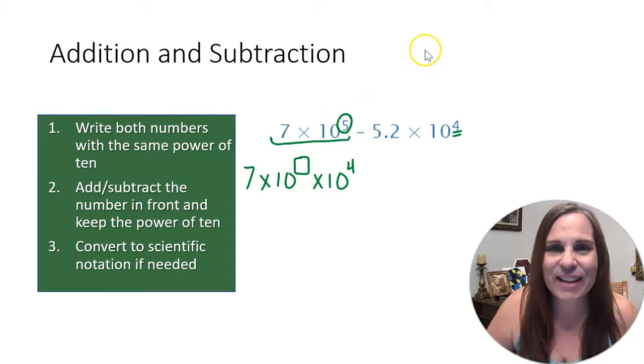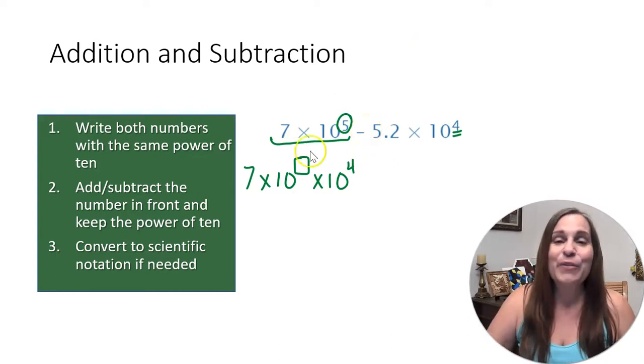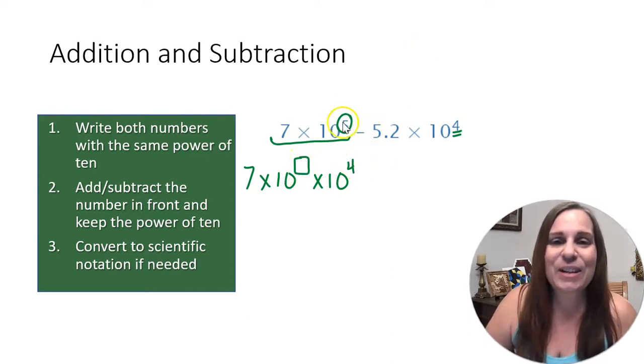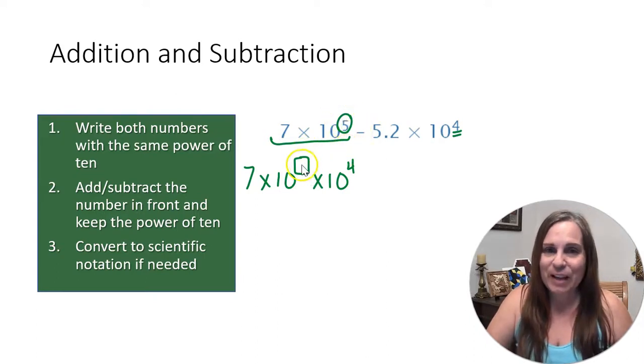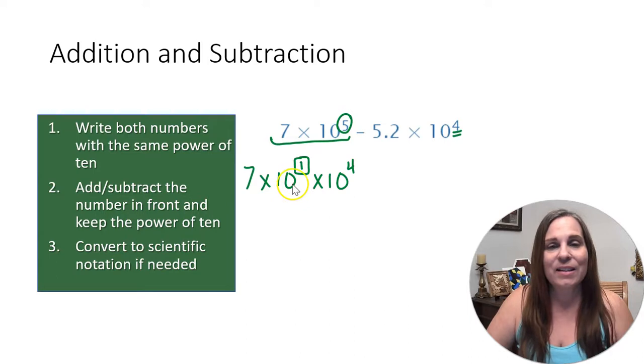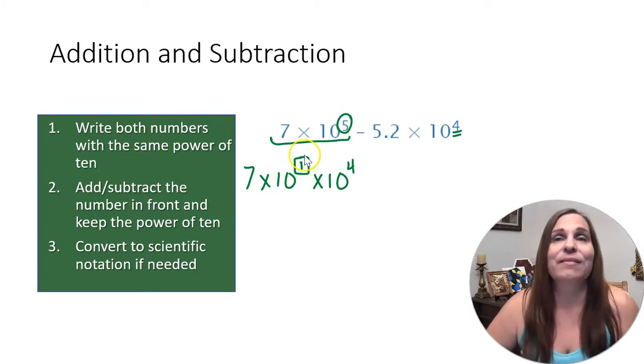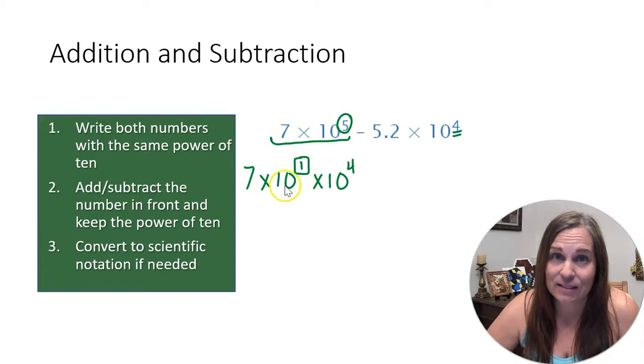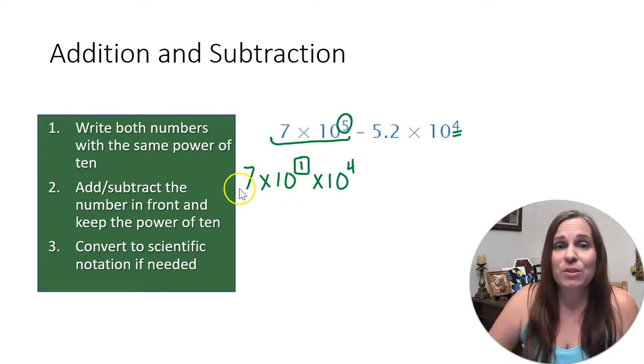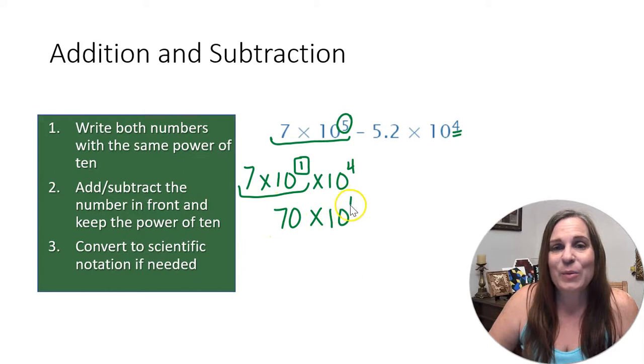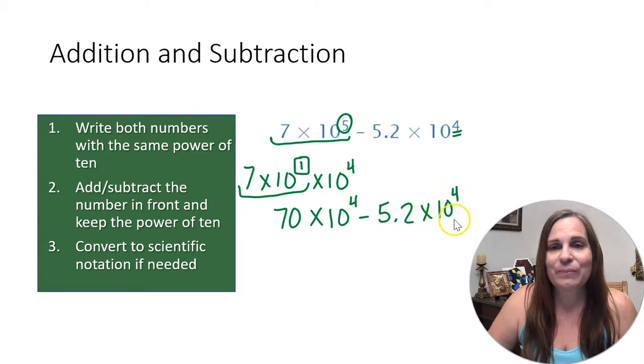So now I need to think, 10 plus what is going to equal 5? Well, it's kind of easy, right? Not 10, sorry. 4 plus what is going to equal 5? Well, I'm going to have to fill this in with a 1, right? And 10 to the first is 10. Yeah? So if I do 7 times 10, I would get 70 times 10 to the fourth. Then I can subtract this part. So I'm going to do the subtraction up here.